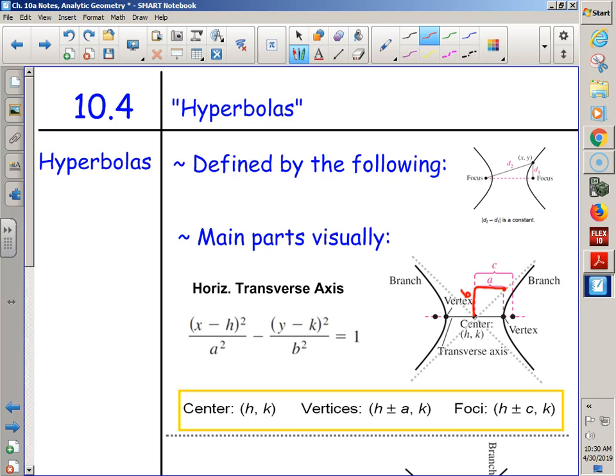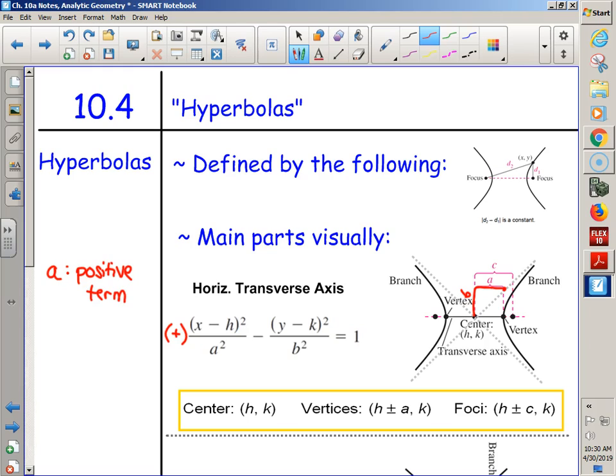Which makes it different from ellipses. Ellipses, A was always the major dude. A was always the head dude. But in hyperbolas, A is always the positive. And that should be a note we should probably put out here. A always goes with the positive term. In hyperbolas, one guy is technically positive where one guy is negative as far as the x's and the y's. A always goes with the positive term.